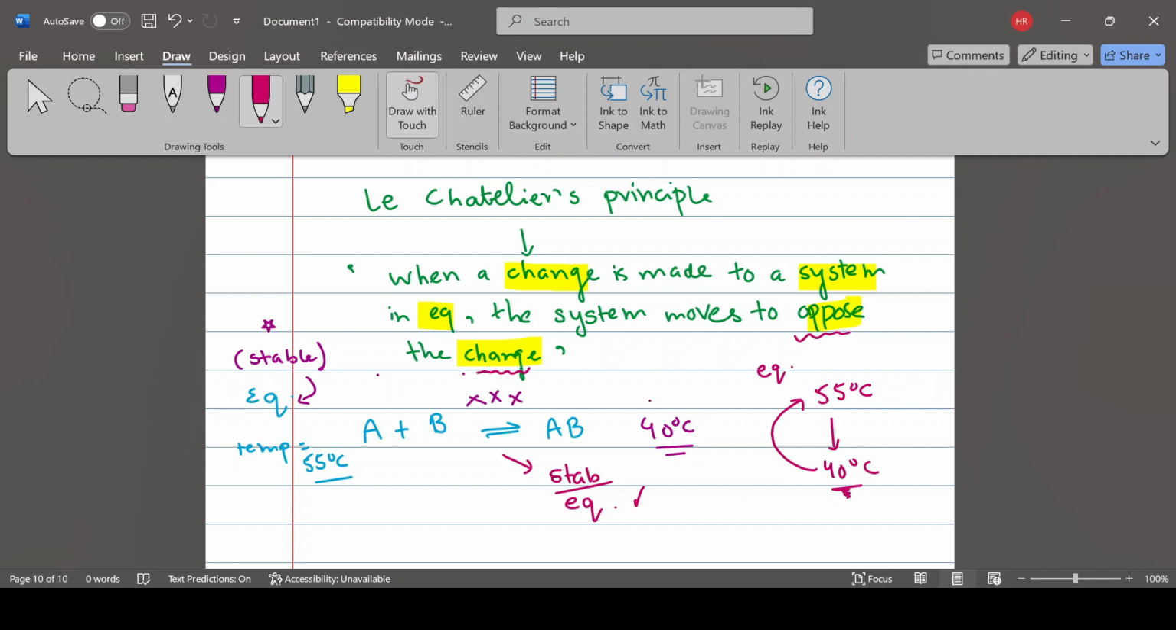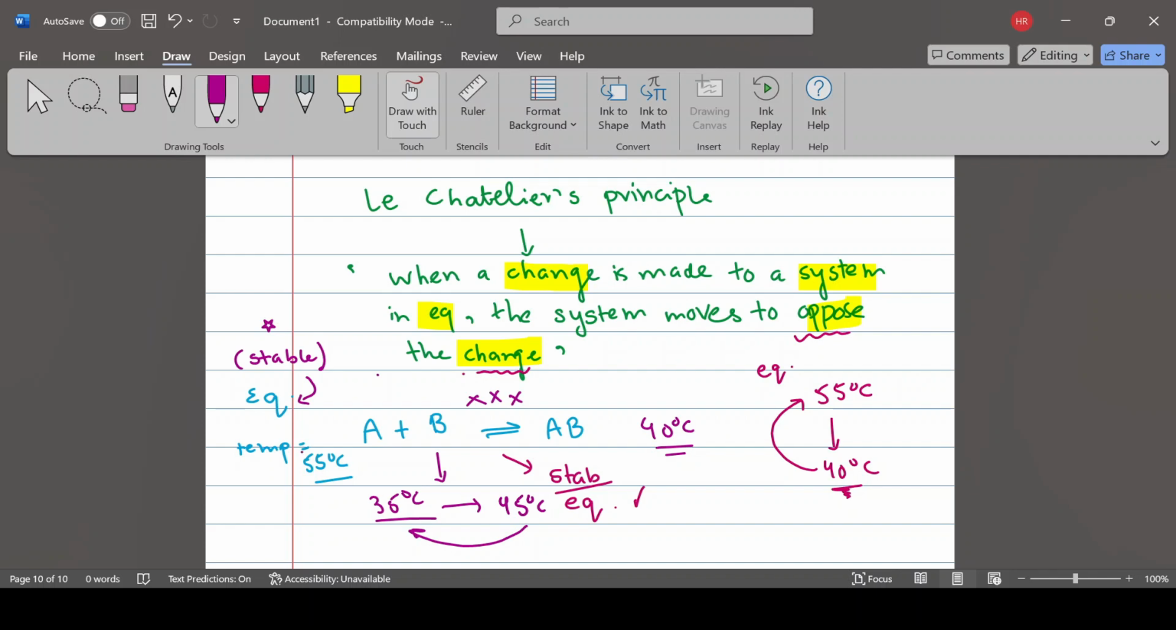Similarly, let's say that now maybe the equilibrium was established at 35 degrees Celsius. And what you did was you increased the temperature to 45 degrees Celsius. Now it will try to lower the temperature back to 35 degrees Celsius so it can achieve stability once more. Do you get the general idea of what's happening in Le Chatelier principle?